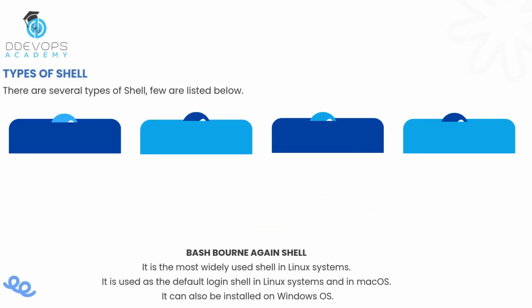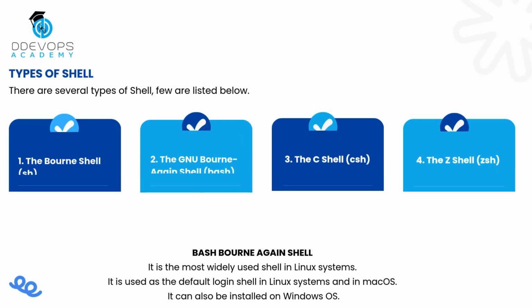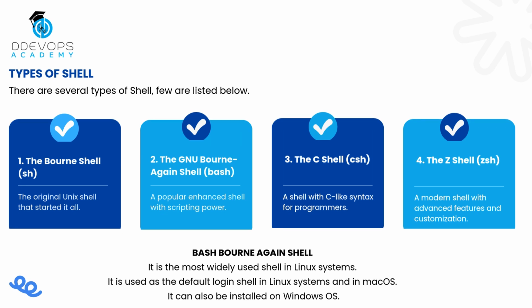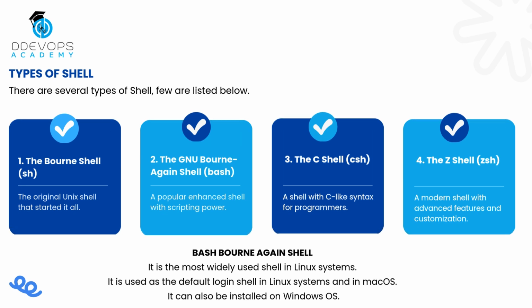There are several types of shells in Unix and Linux systems, each with its own strengths. The original Bourne shell, or SH, laid the foundation. Then came Bash, the Bourne Again shell, which is now the default on most Linux and macOS systems. C shell, or CSH, offers a syntax familiar to C programmers, while Z shell, or ZSH, brings modern features and customization. Bash remains the most widely used, and yes, it even runs on Windows.